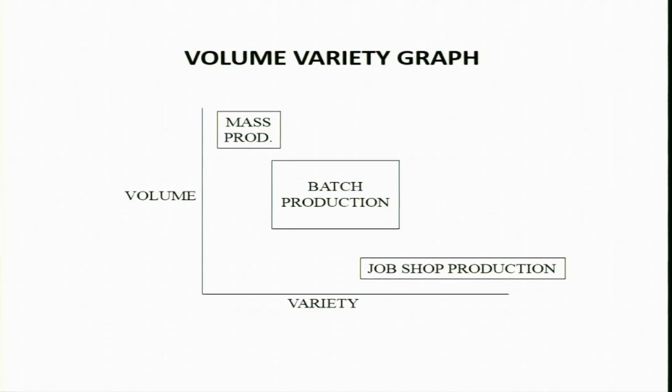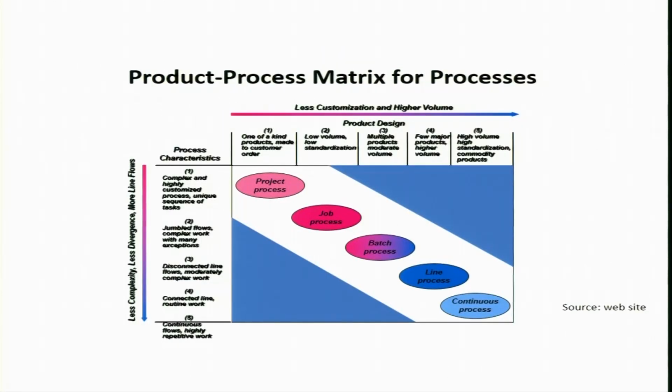As I said, variety and volume: mass production system, less variety and high volumes; batch production system, moderate variety and moderate volumes; and job shop production system, very high variety and very low volumes. We can understand the classification with the help of this particular diagram also.